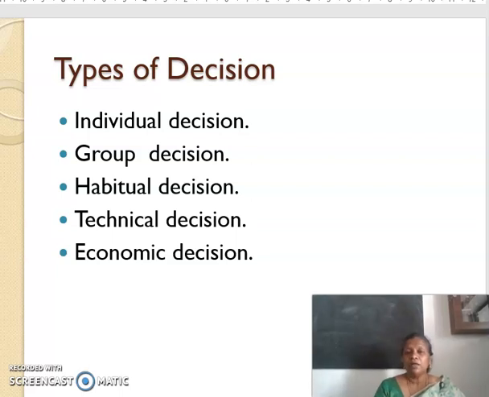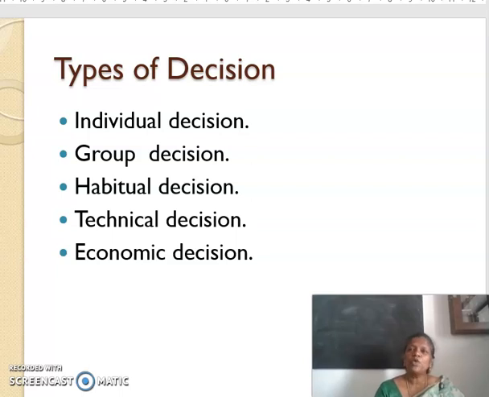Then what are the types of decision making? There are 5 types: individual decision making, group decision making, habitual decision making, technical decision making, and economic decision making. What is individual decision making? Individual decision means one person, from the name itself you can say that one person is involved in taking a decision. You yourself are taking a decision. That is called individual decision making.